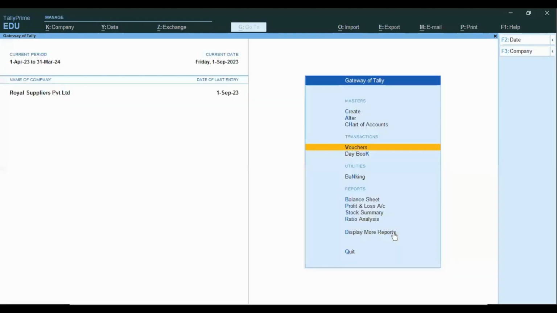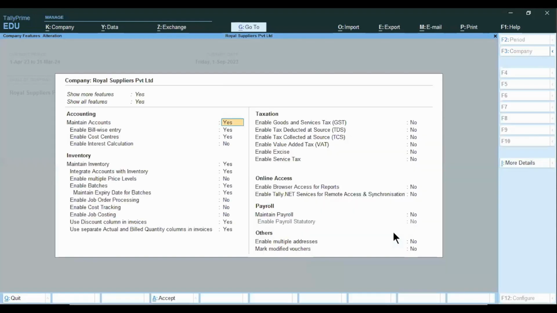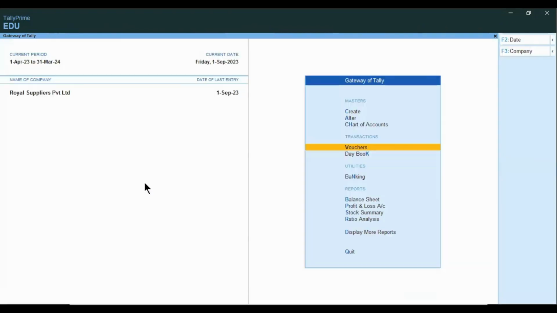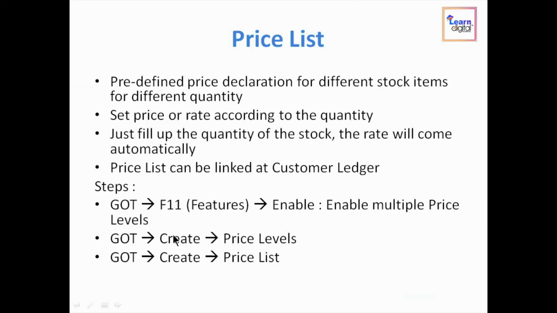So go to F11 and enable multiple price levels. Yes. Enable this question, enable multiple price levels. Yes. Enter. Press Ctrl A. Now the next second step is to go to Gateway of Tally, and in the masters, create price levels.